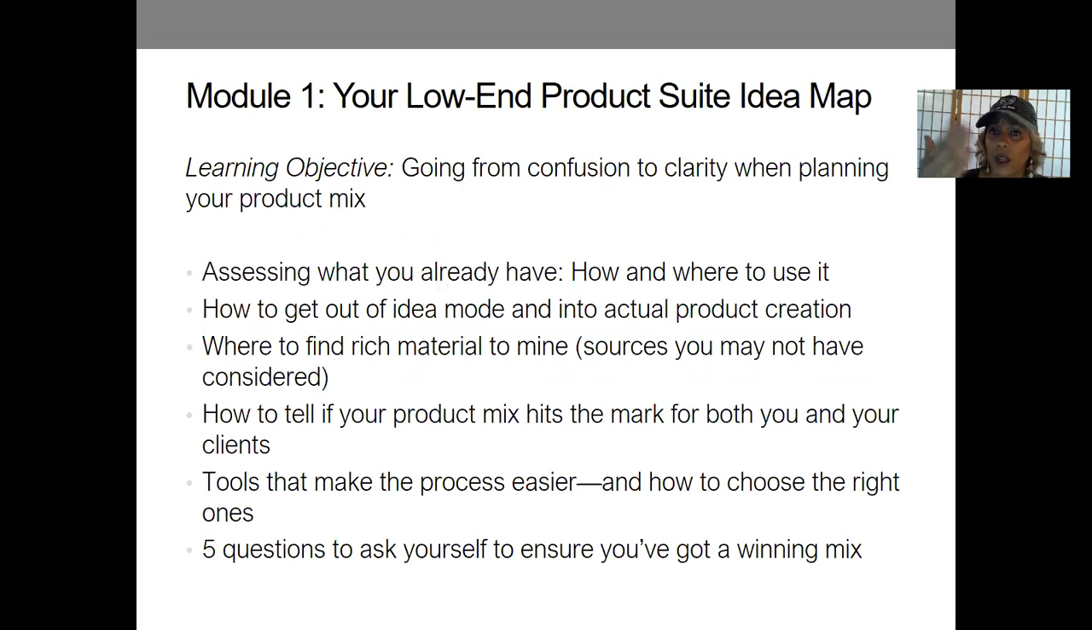So module 1, what we're going to go over, in module 1, is going from confusion to clarity when planning your product mix. So that's what we're going to go over: assessing what you already have, how and where to use it, how to get out of idea mode and into actual product creation. That's where I find most people are stuck: I've got this great idea. It's like, okay, let's pull the trigger. Let's get going.